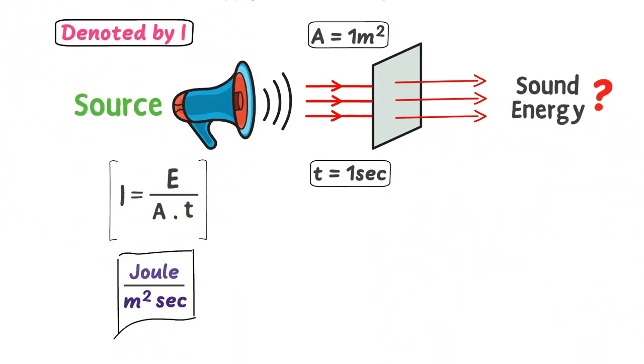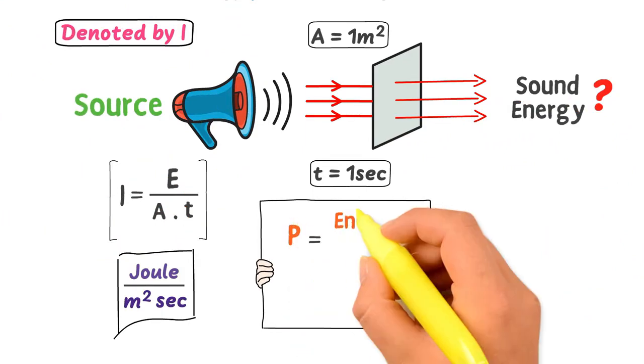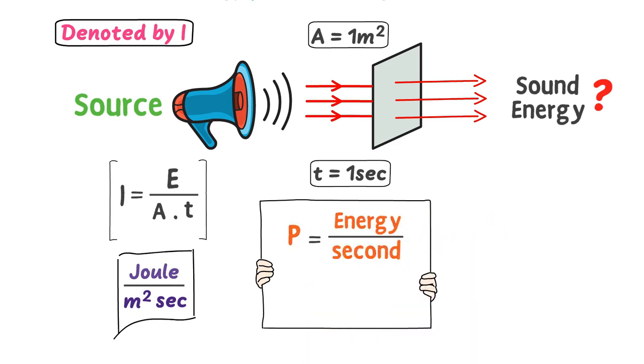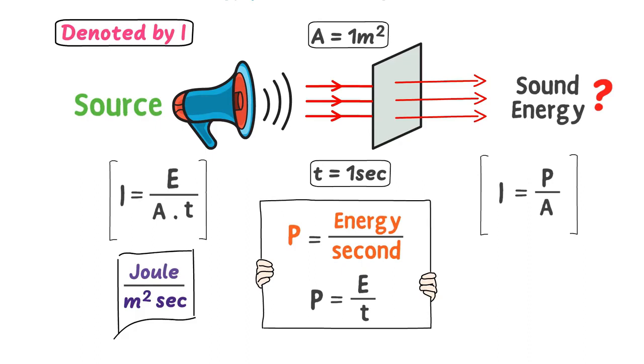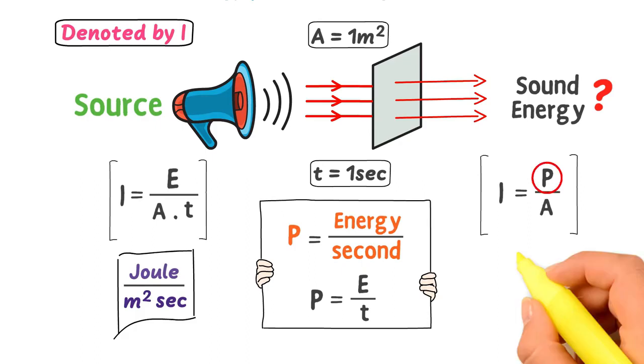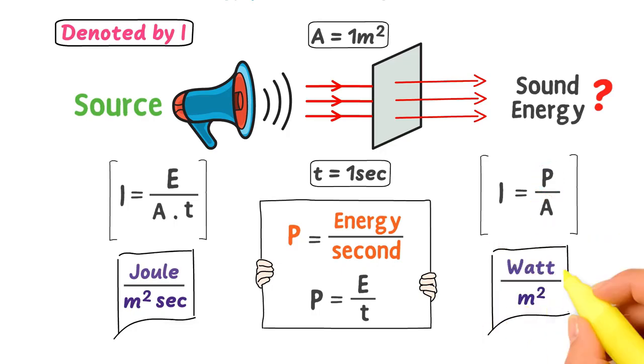We can also write another equation of sound intensity in terms of power. We know that power is energy or work done per second, or P is equal to E upon T. Now, instead of E upon T, we will plug in simply the power. Thus, we get I is equal to P upon A. We know that the SI unit of power is watt and the SI unit of area is meter squared. So, we get watt per square meter.